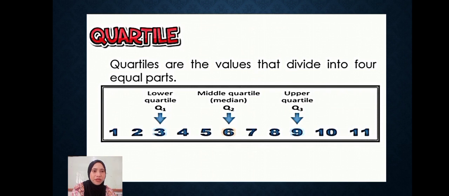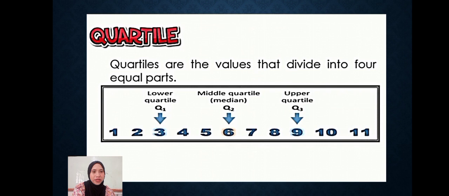For example, here we have the numbers 1 to 11, and we will get the position of Q1, which is the lower quartile. The second one, Q2, is the middle quartile or the median. The upper quartile is denoted as Q3. As you can see, we have 4 different groups or equal parts of our data.